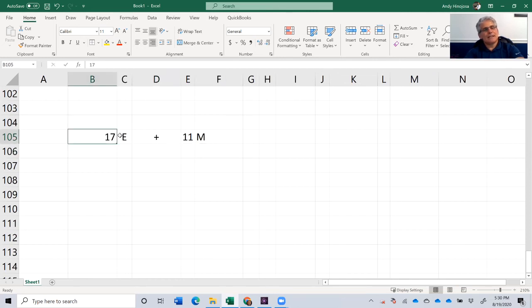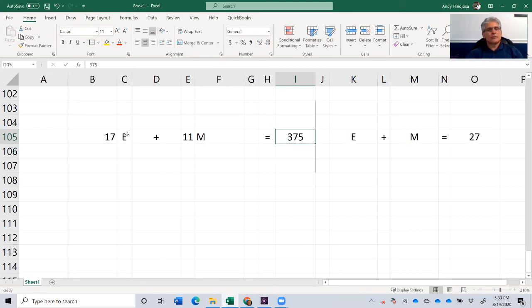So 17E, $17 for every elm, and $11 for every maple. If we add these all together, that's going to be equal to $375. That's what we know. Now, in terms of the number of elms and maples, the number of elms plus the number of maples equal 27.